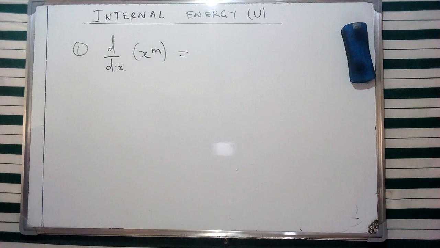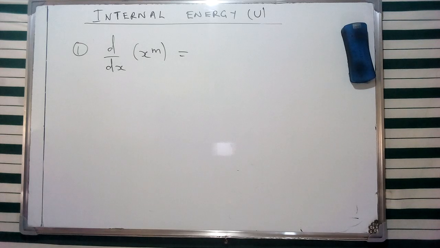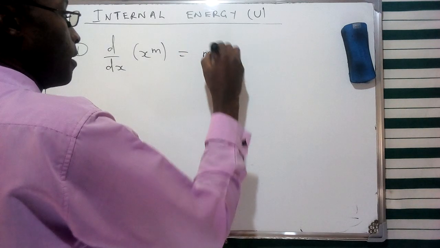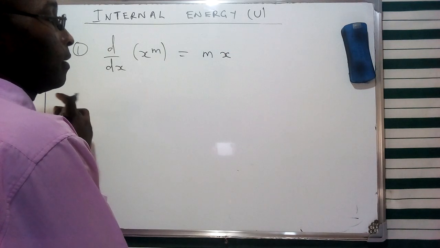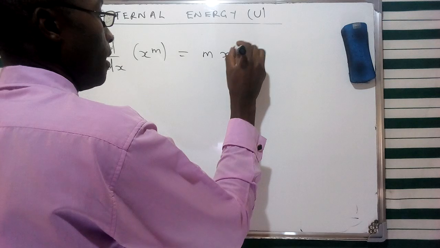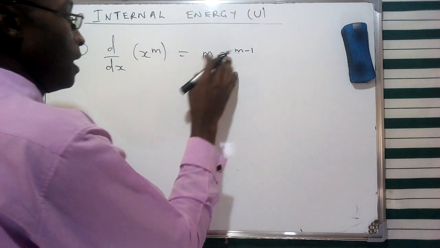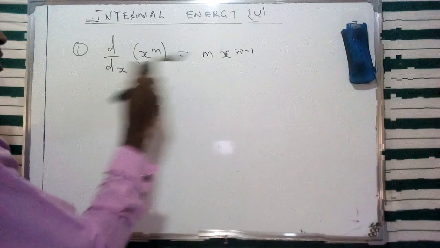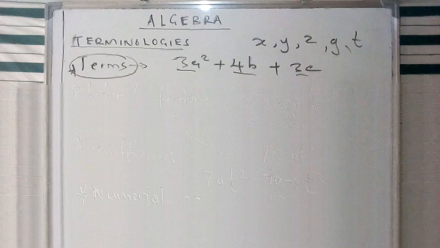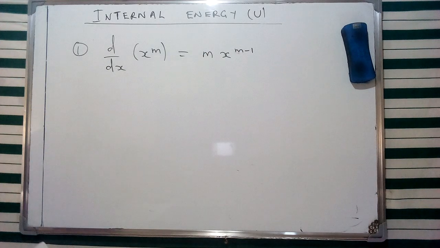So the first one is the derivative of a power or exponent, a number raised to a particular power. It's given by the multiplication of that power and x, with that specific power reduced by 1. So we take this number that has been raised to a power, and the other power is subtracted by 1, given as such. So this is one of the rules that we're going to come across.